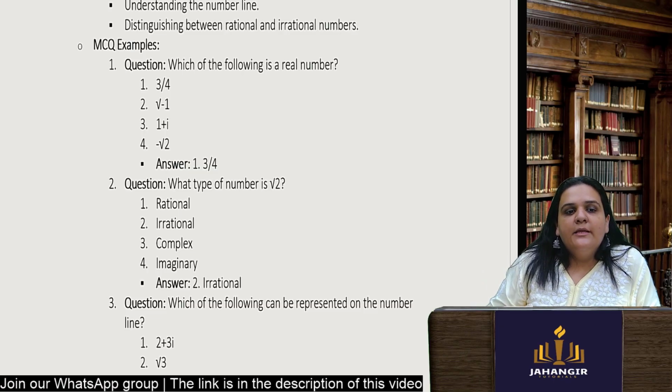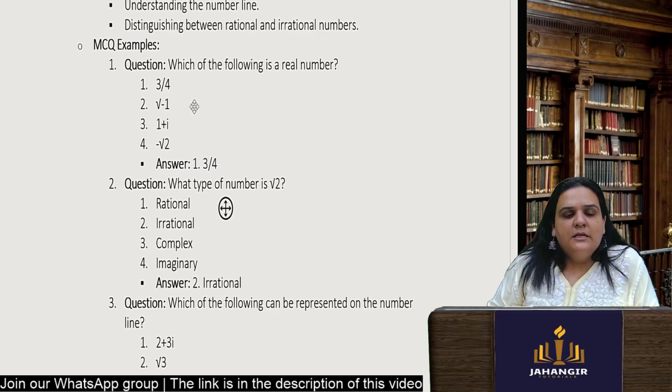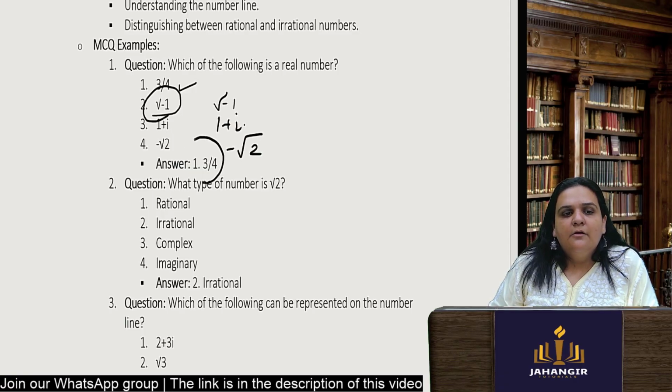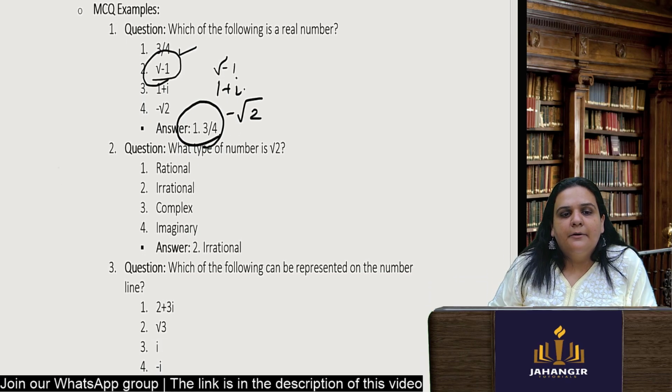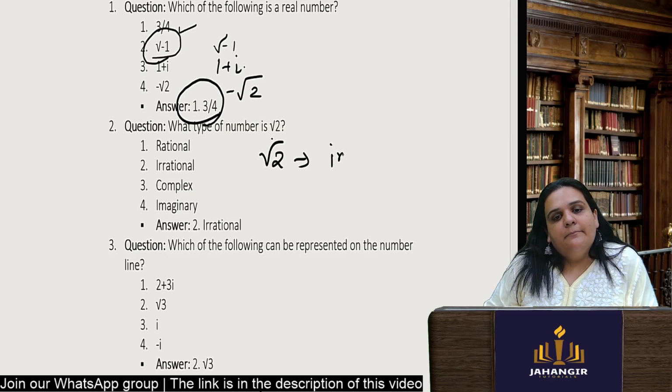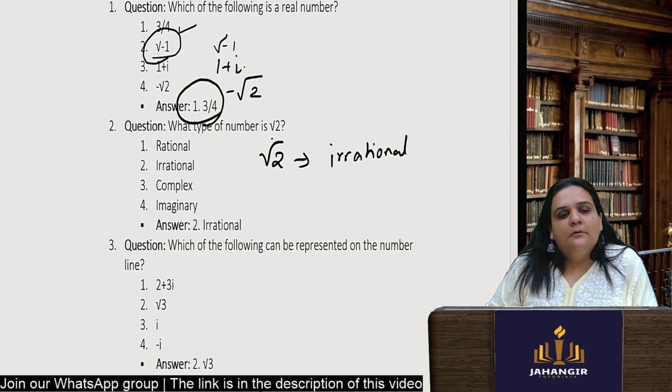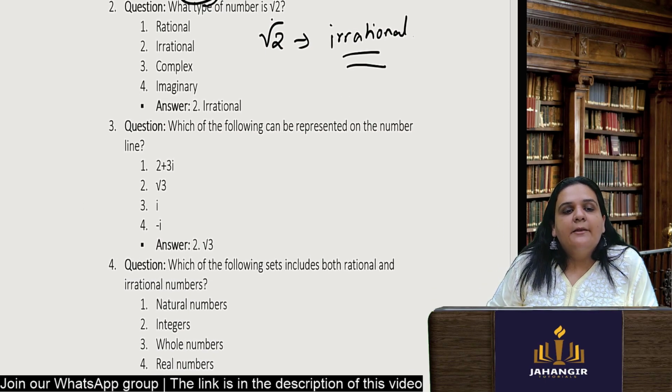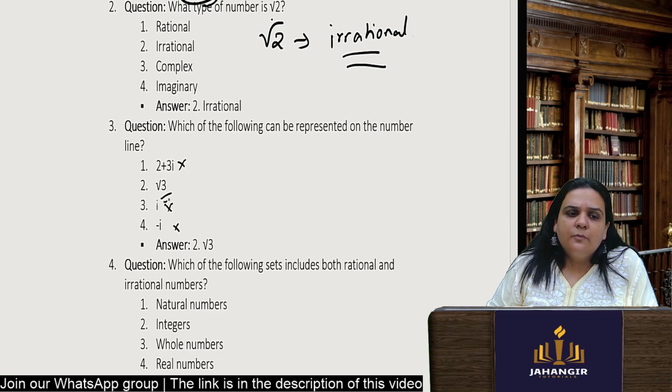Which of the following is a real number? See, square root 3 by 4 will be a real number. This will not be -1, this cannot be represented. 1 plus i, what? Minus square root of 2, nothing. Only the first, 3 upon 4, is a real number. What type of number is square root of 2? It is an irrational number. Which of the following can be represented on the number line? i, minus i, all that cannot be represented, even there is i over here. Square root of 3 can be.